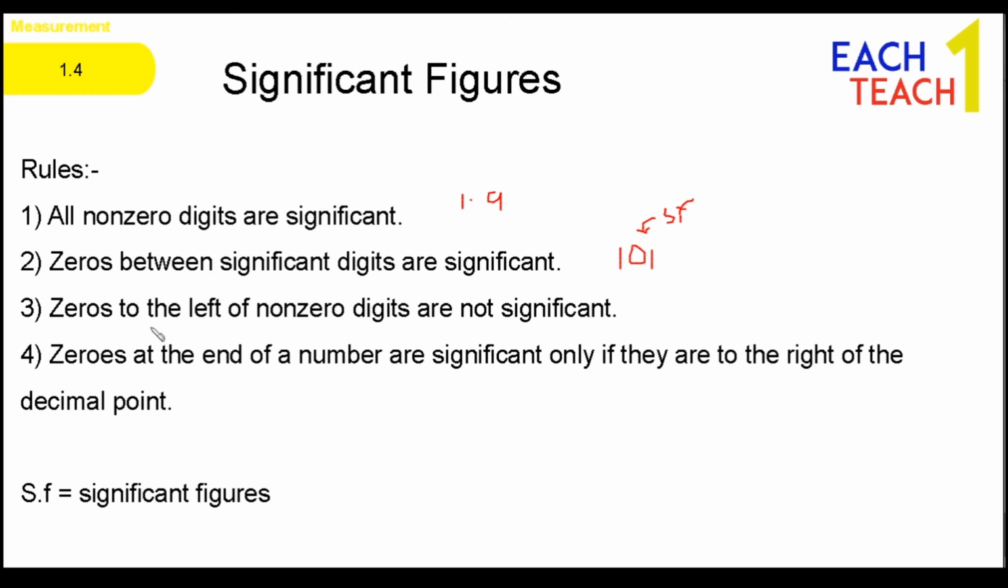Zeros to the left of non-zero digits are not significant. Suppose your number is 0.23, and if you ask which are the significant figures, we can only say these are the significant figures, because the 0 comes on the left side. So that isn't counted. This is just the same as 23.